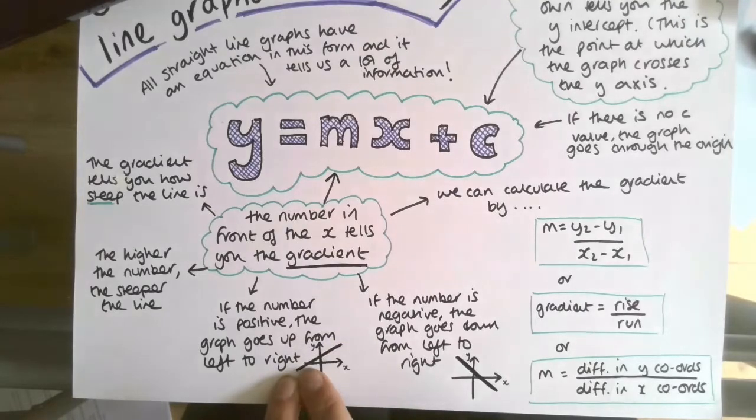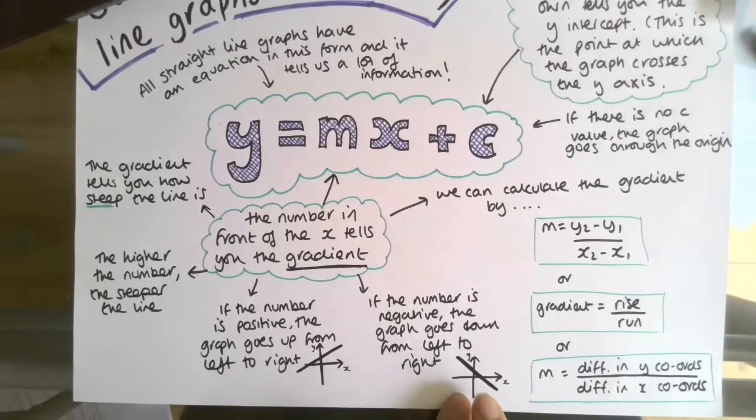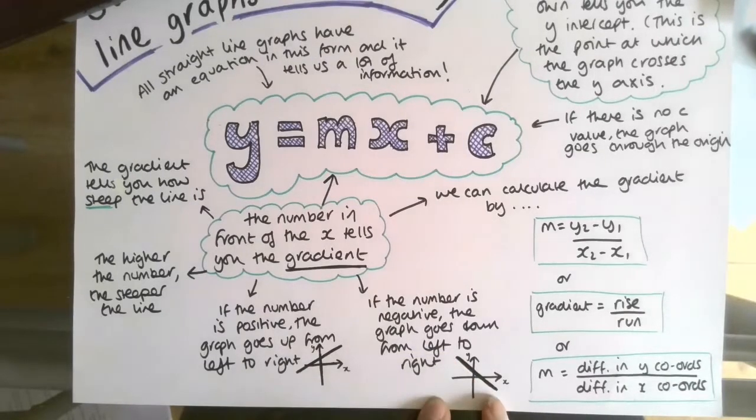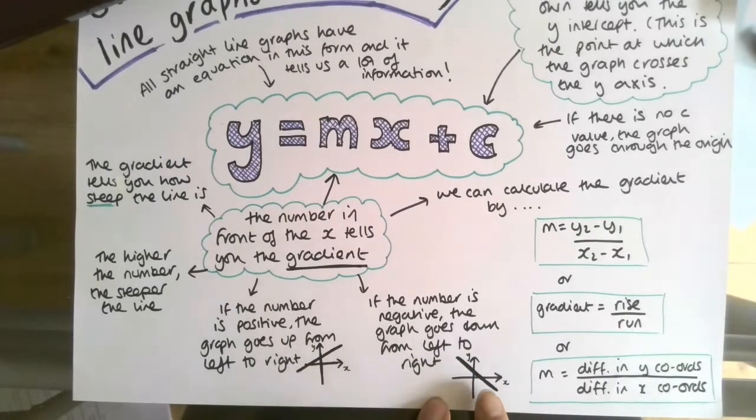So a graph like this will have a positive gradient, and this one here, if you're moving from left to right, it's going down the way. So a graph like this will have a negative gradient, right?